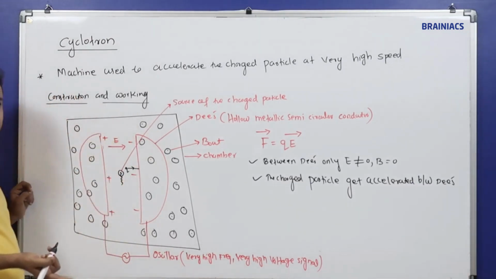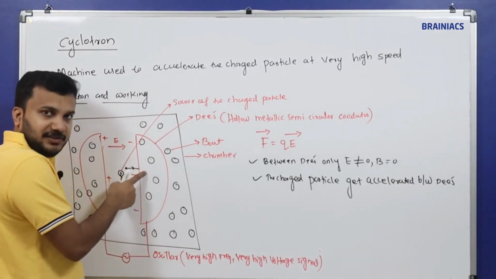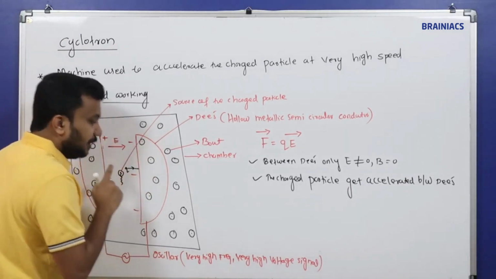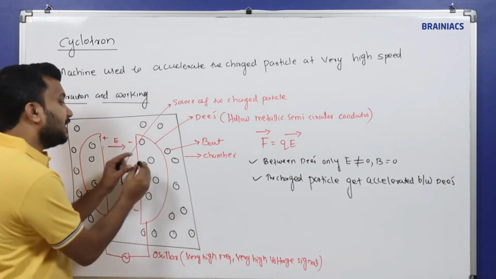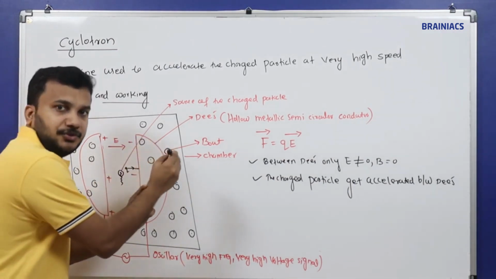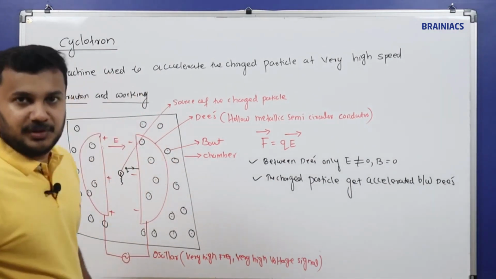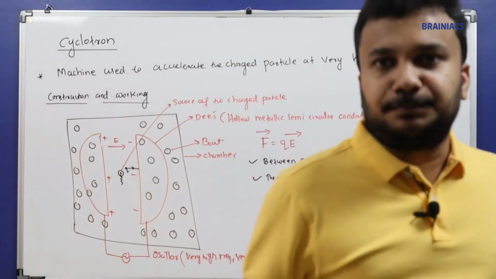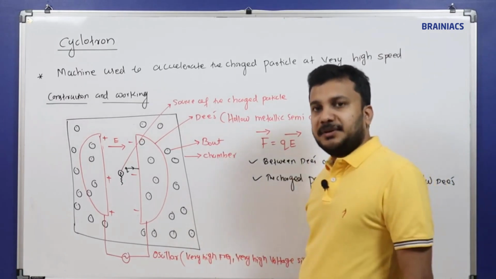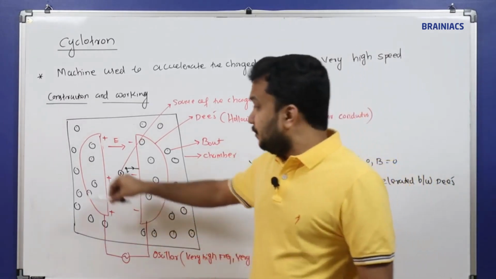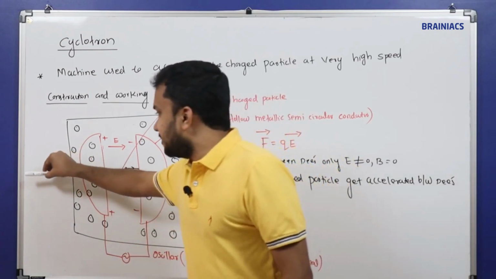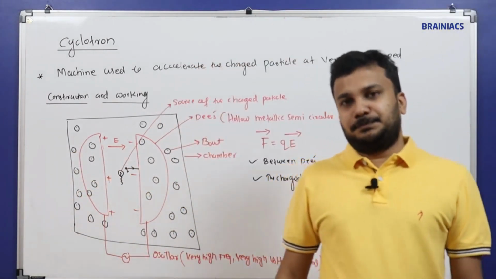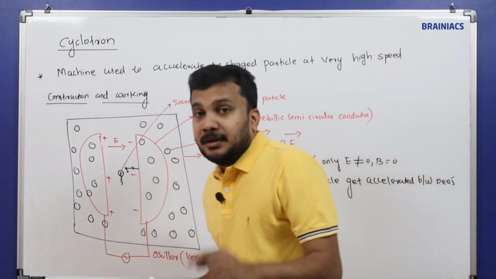Once it is accelerated, what will happen? This will enter into this D. Within the D, what is available now? A magnetic field. The magnetic field is coming outside towards you. So a positive charged particle is moving from left to right, and the magnetic field is coming towards you. In this case, what will happen?